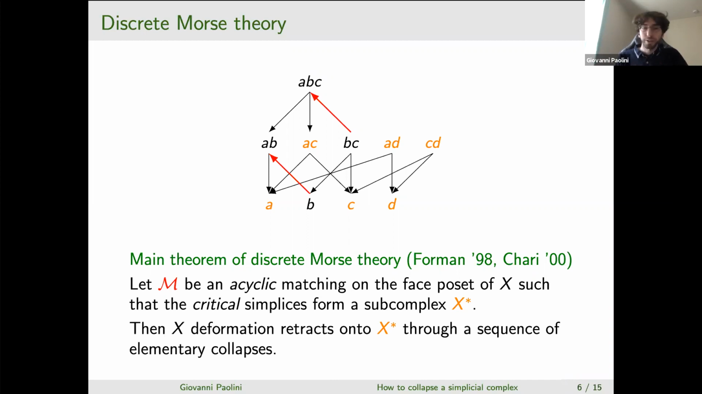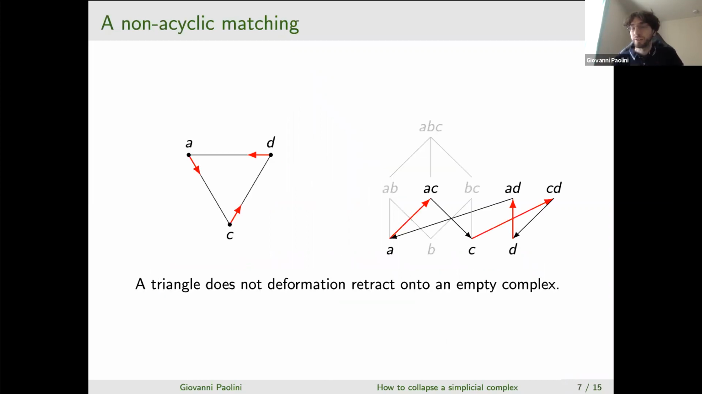So what happens, for example, if we choose a matching which is not acyclic? Do things break down? The answer is, in general, yes. For example, if you take the triangle which was remaining from before, on this triangle we can come up with a matching which leaves only a subcomplex, in fact the empty subcomplex.